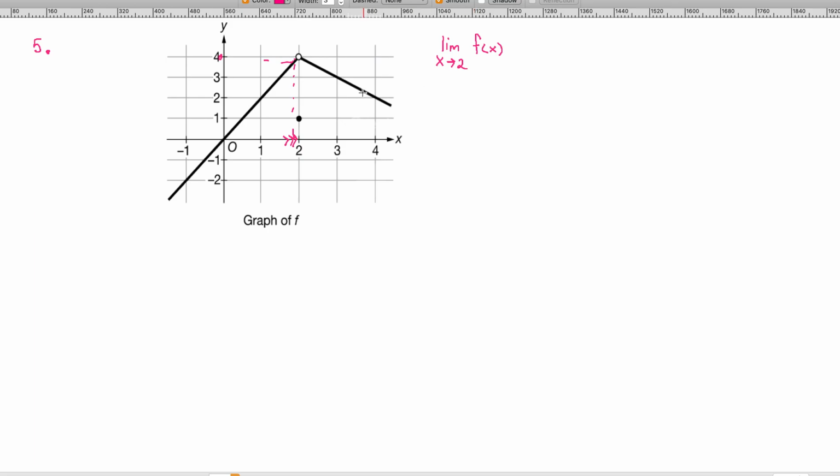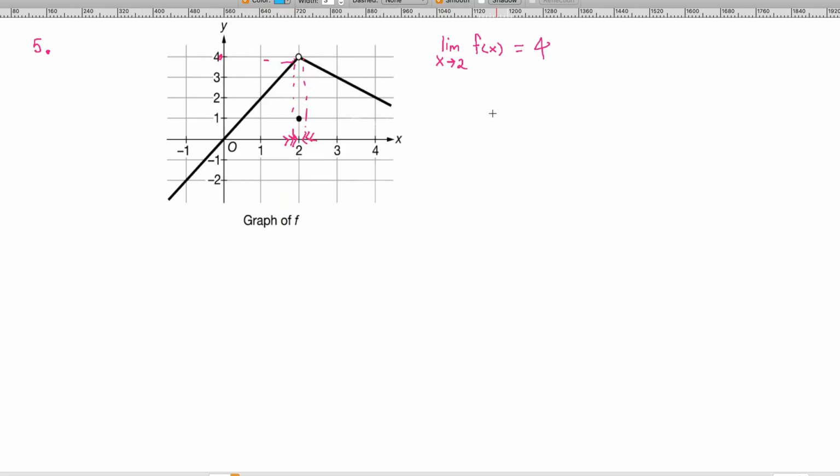So the left-hand limit is 4, and then as I'm getting closer and closer to 2 from the right, I'm getting closer and closer to 4. So the right-hand limit equals the left-hand limit, which means that this limit equals 4. And that's it for that question, but I could ask a follow-up question to this.